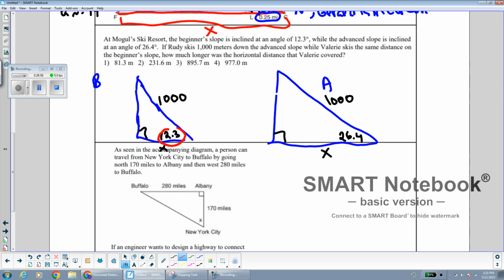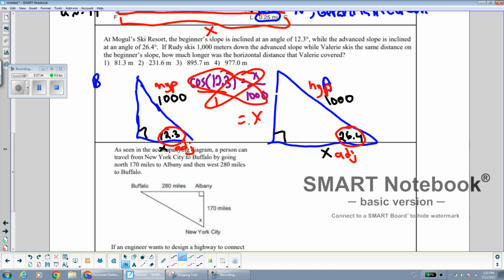From our focus angle, we are looking for adjacent, and we have hypotenuse. Same thing here: from our focus angle, we are looking for adjacent, and we have hypotenuse. So let's set up some cosine ratios, because cosine uses adjacent and hypotenuse. Cosine of 12.3 is equal to adjacent over hypotenuse. Putting this over 1 and cross multiply.